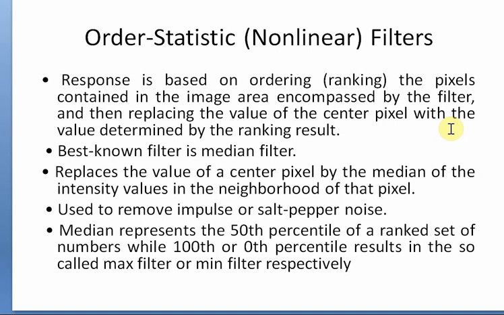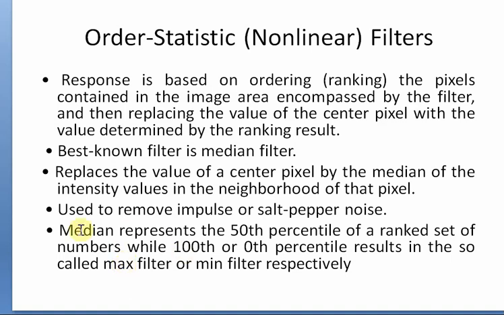Now each one has its own application and its own advantage. The best known is the median filter. It replaces the value of the center pixel by the median of the intensity values in the neighborhood of that pixel, and it is used to remove impulse or salt and pepper noise. We will see impulse noise and salt and pepper noise later. Remember that salt and pepper noise and impulse noise are removed by it. Then there are the minimum filter and maximum filter: one is used to remove salt noise and the other to remove pepper noise.